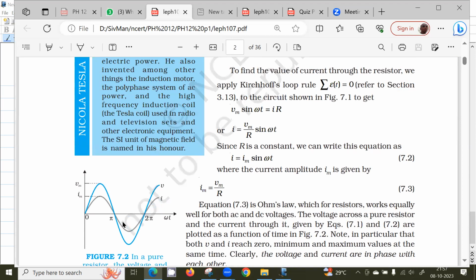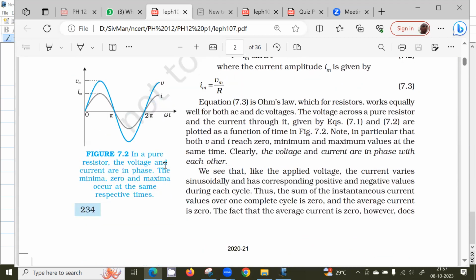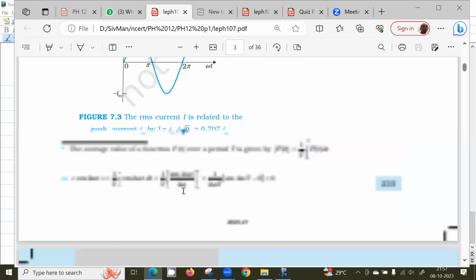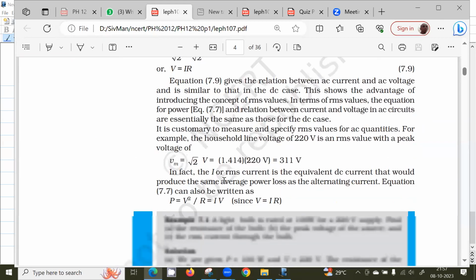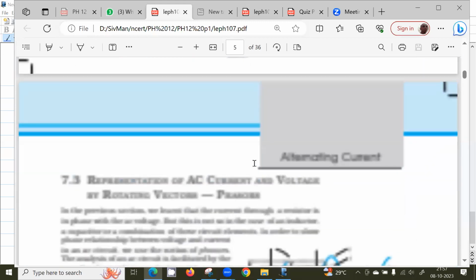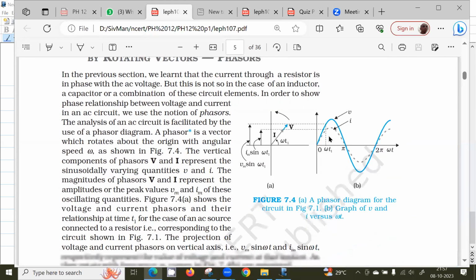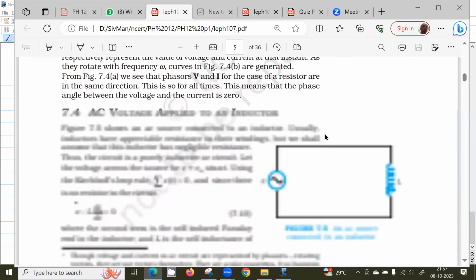If this is for a resistor, voltage and current are in phase. So where have we done the power? Okay, for capacitor and inductor, they have done it. So this is voltage for a resistor.